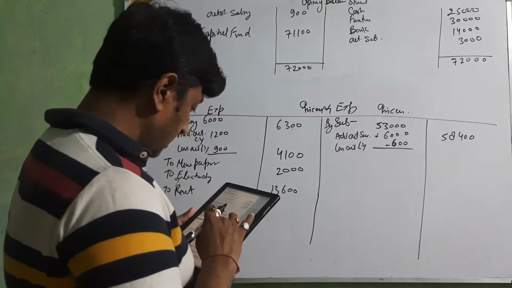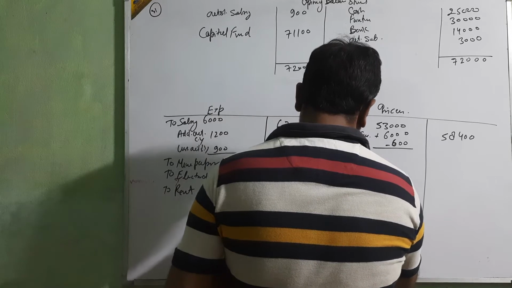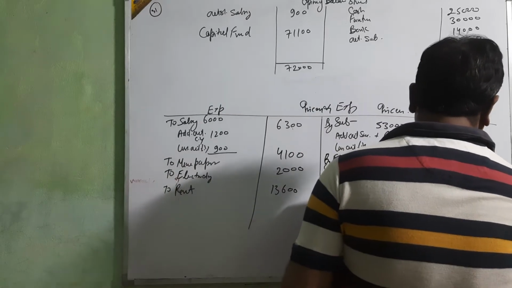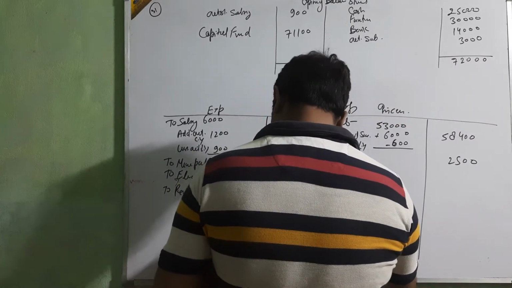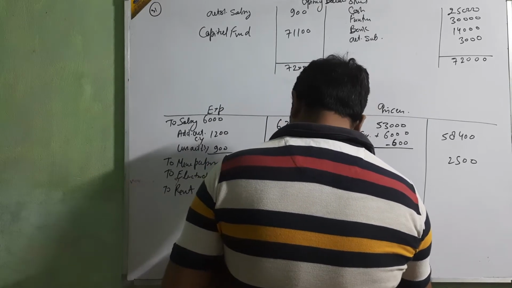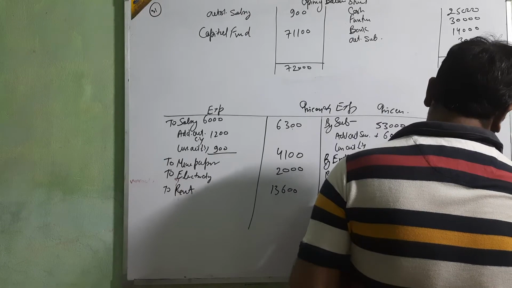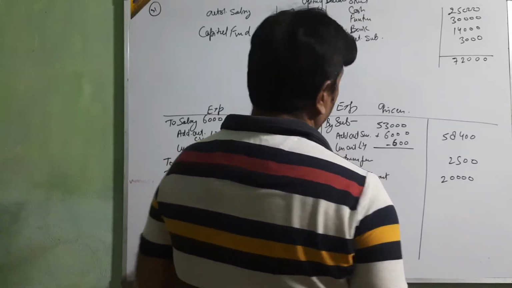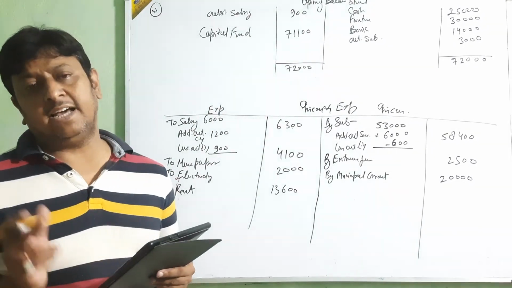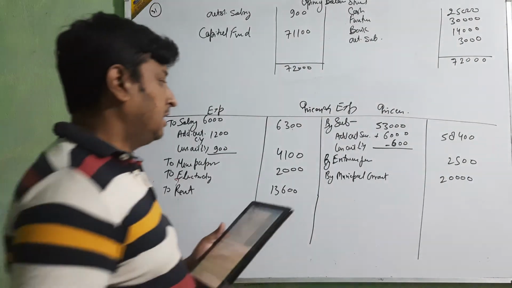Next, after subscription, entrance fee 2,500. Then by municipal grant, the municipal grant is 20,000. Then sale of old furniture, that value is 8,000, but we are going to sell it at 11,400. That value is 8,000. Here it is a profit, so then show that amount.